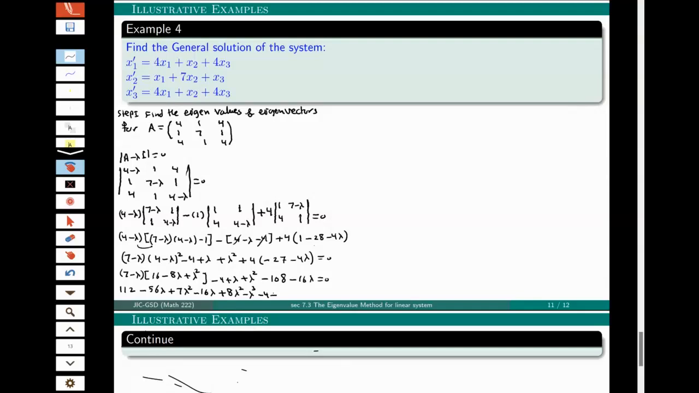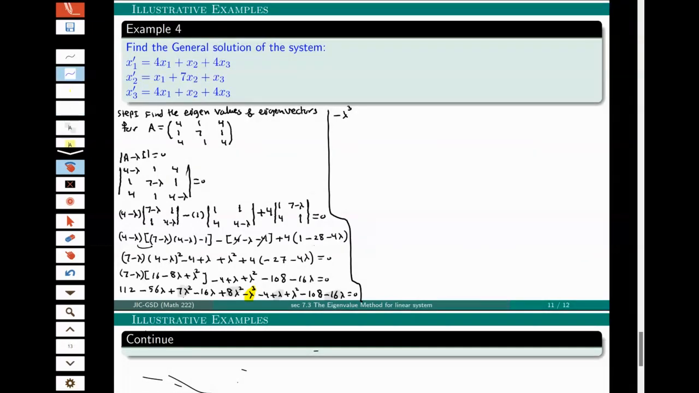I have here minus 4 plus lambda squared minus 108 minus 16 lambda. Now grouping the similar ones, I have minus lambda cubed, which is this one. Then I have lambda squared, I have 7 here. I have here 8, that's 15. And I have here 1 is 16. And we have here minus 16.